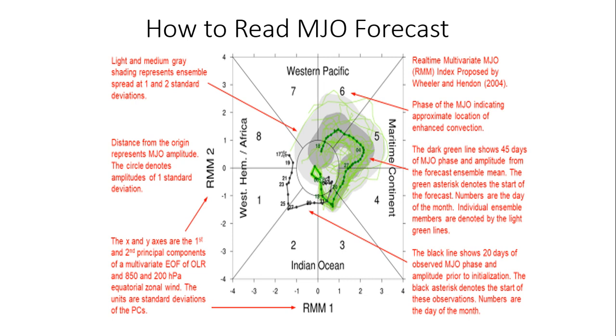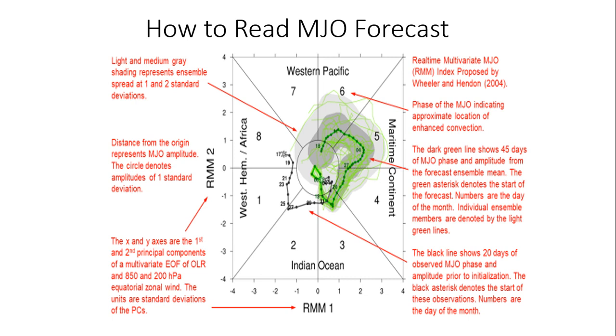And the dark green lines on these forecast charts I'm about to show you generally show 45 days out of the MJO phase and amplitude from the forecast ensemble mean. The green asterisk on this MJO phase diagram denotes the start of the forecast. Numbers are the day of the month, so you see these small little numbers, that's the day of the month. And then individual ensemble members are denoted by the lighter green lines.